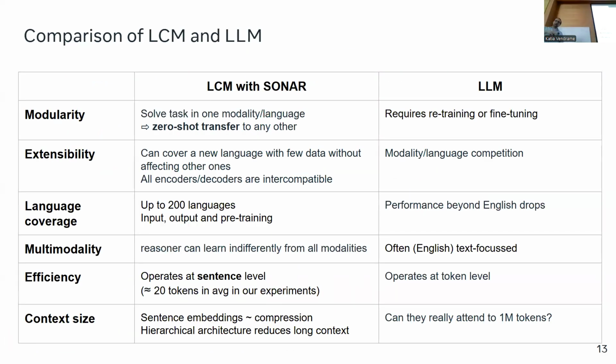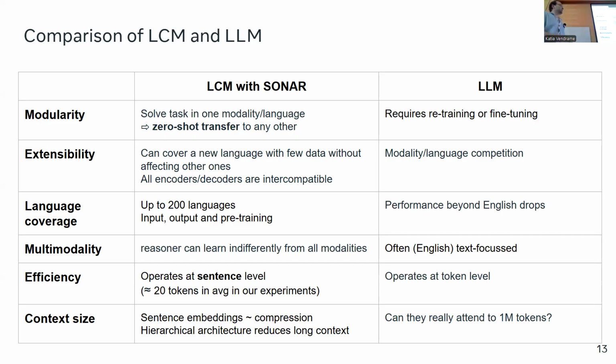Okay, so now I'm going back to the LCM, right? And here's a comparison of the features of the LCM compared to the LLM. In terms of modularity, if we train a model that can solve the task for one language, we have a zero-shot transfer to any other language and modality. In LLM words, if you want to add one language, then you need to retrain or fine-tune the models, and it's hard to fit all languages into those big monolithic models.